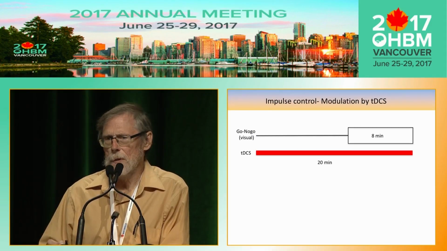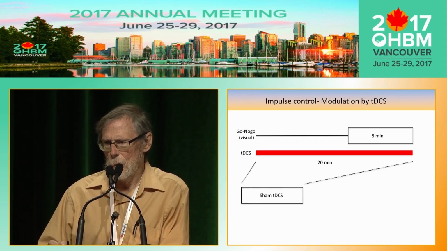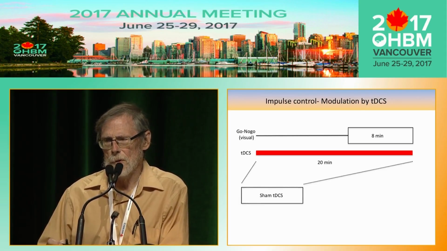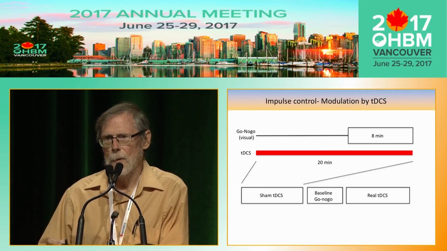One other example, looking at impulse control in a go, no-go task. We have a 20-minute tDCS stimulation, and during the last 9 minutes, we do a go, no-go task, and we repeat that, first with a sham, that is turning off the current after it's turned on briefly at the beginning and then turning it back on at the end. Then we do another one with the real tDCS.